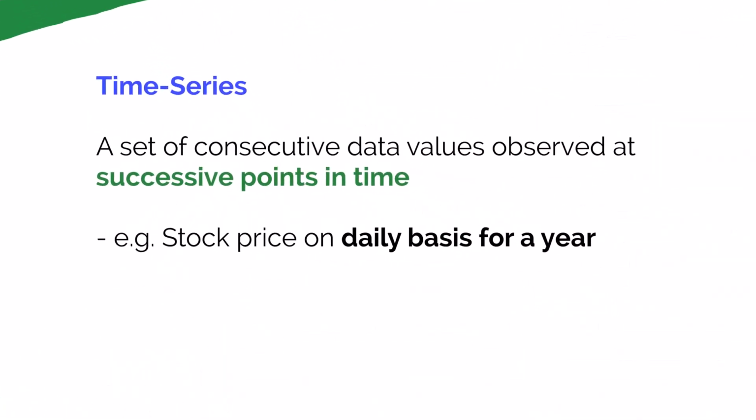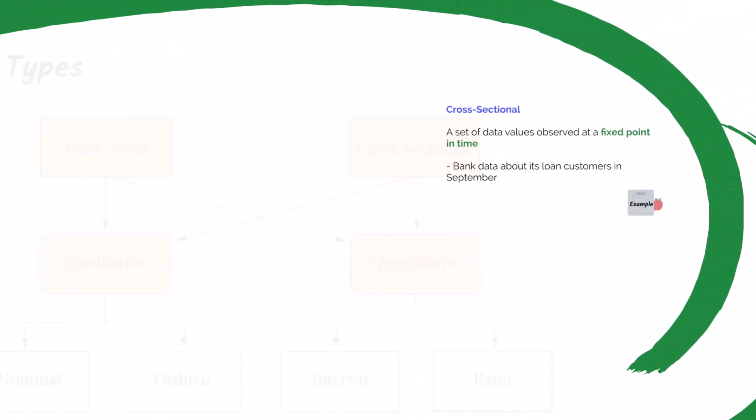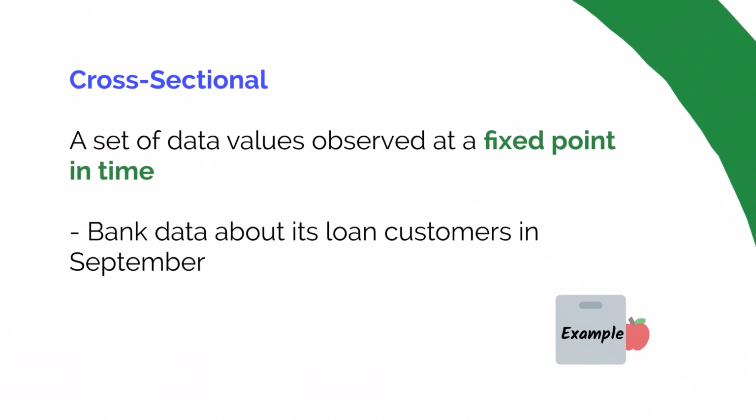Time series data is a set of consecutive data values that are observed at successive points in time. So for example, if you follow the stock market, this would be an example of time series data. Then there's cross-sectional data, which is a set of data values at a fixed point in time. You can almost look at this like a snapshot in time. For example, banks have snapshot data about their loan customers in the month of September. This is the type of data that I most frequently work with.